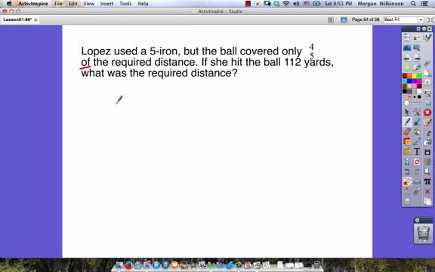4/5 of the required distance, of means multiply every single time. So 4/5 times the required distance, we'll call that RD. Well, 4/5 of the required distance is how far she hit it. She hit it 112 yards. That's not quite as far as she needs to. So equal to 112. Now if we want to solve this, we'll make it 112 over 1. We've got 4/5 times required distance equals 112 over 1.